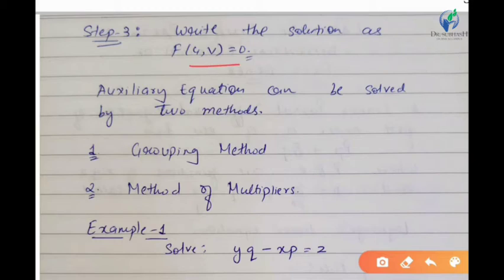Now there are two methods to solve the auxiliary equation obtained in step 1. First method is grouping method and second method is method of multiplier. We have to find the two solutions using these two methods. It is not necessary that both the solutions should be of the same method. One solution can be of grouping method and the other solution may be of method of multipliers. It depends on the method whichever is convenient to us according to the given equation. Let us see some examples.